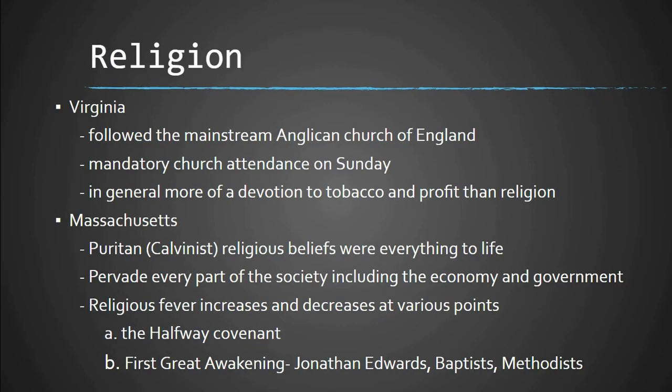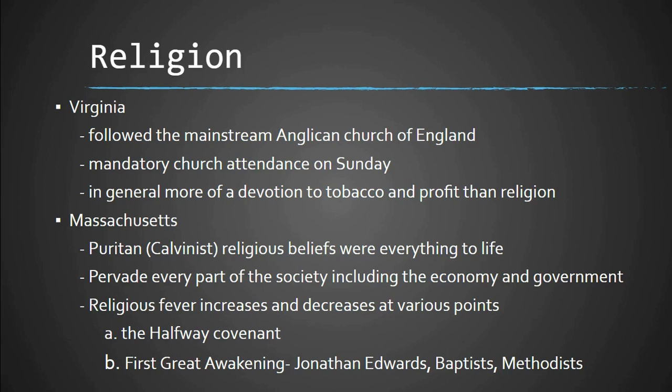Okay, let's talk about the role of religion in the two colonies. We already covered Massachusetts a lot, but in Virginia, most people followed the mainstream Anglican Church of England. There was mandatory church attendance on Sunday, and while the average Virginian of the time period would seem more devout than the average American today, for this time period, there was more of a devotion to tobacco and profit than religion. Whereas in Massachusetts, it could not be more opposite.